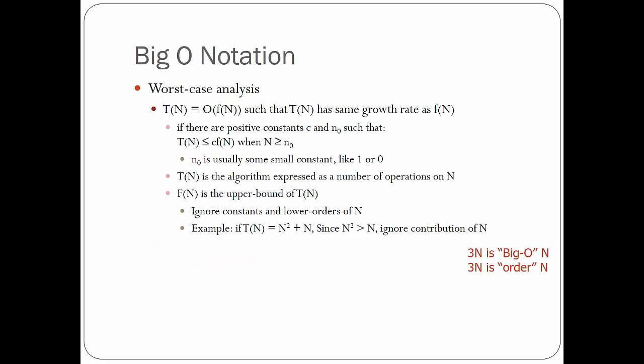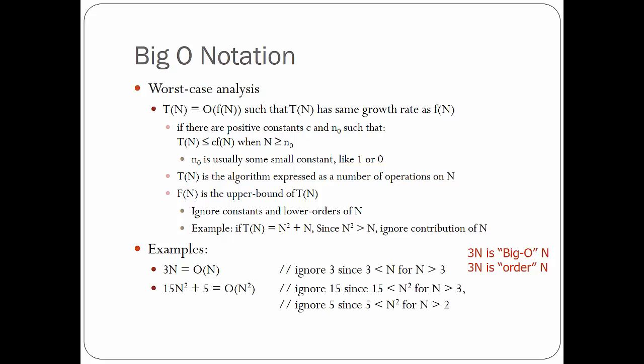We use BigO notation to analyze the growth rate of an algorithm. BigO notation represents the worst case analysis of the algorithm based on its growth rate as the number of items grows towards infinity. We sometimes call this the order of the algorithm. To find the worst case growth rate, we safely ignore constants and lower orders of n. For example, 3n has a worst case growth rate of n. So we ignore the constant and simply say that 3n is BigO of n, or 3n is order n.